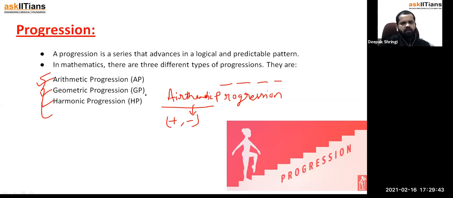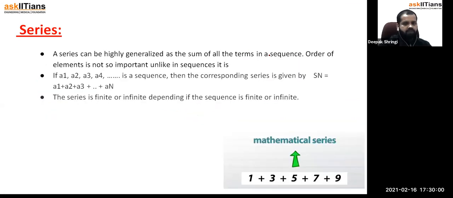In arithmetic progression, it is basically a sequence series. Okay, so a progression is a series that advances in a logical and predictable pattern. In mathematics, there are three different types of progression that we'll study: AP, GP, and HP. Just memorize the names AP, GP, and HP. Series: a series can be highly generalized as a sum of all the terms in a sequence. The order of elements is not so important, unlike in a sequence.